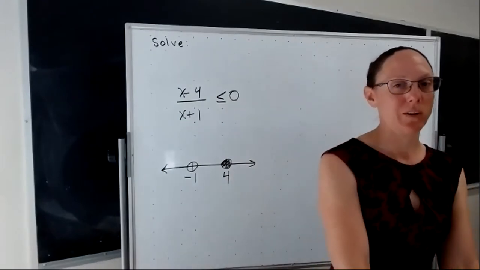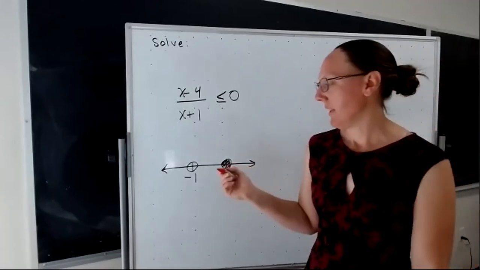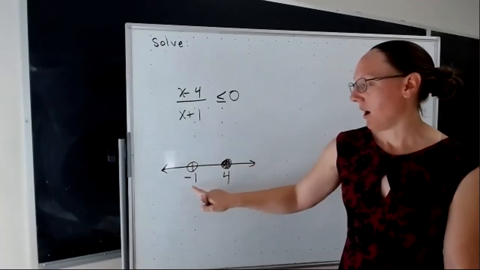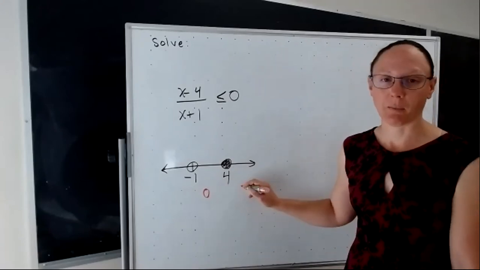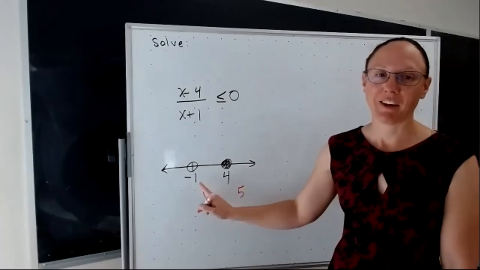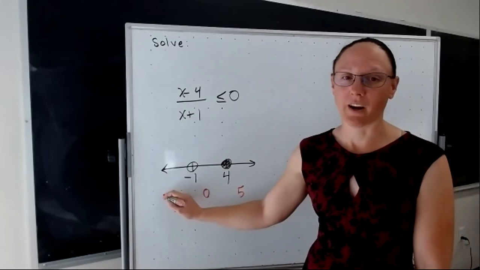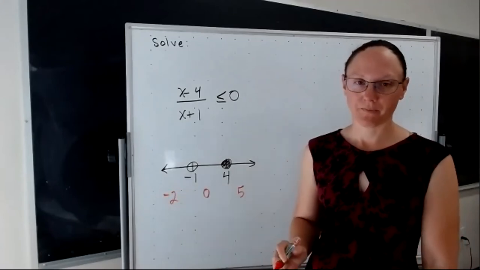Now I'm ready for test points. So my test points here, between -1 and 4, I'm going to choose 0. Something bigger than 4, how about 5? Something less than -1, how about -2?